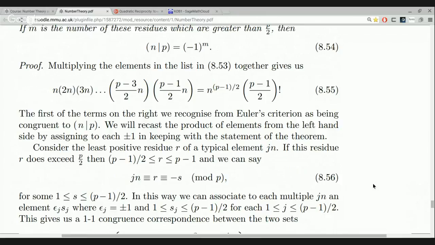So some of these multiples of n here will be represented by a residue r between 1 and (p minus 1)/2. They're the ones from the first half. So some of these multiples will come out as being one of these r's here, but some of them will be falling in the second half. And those ones we're going to represent as minus r. I think I've written as minus s here. Yeah, minus s, where the s is coming from the first half.